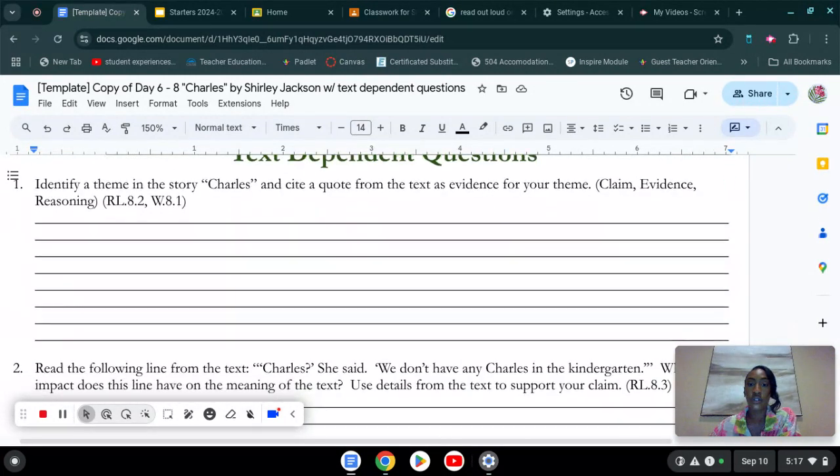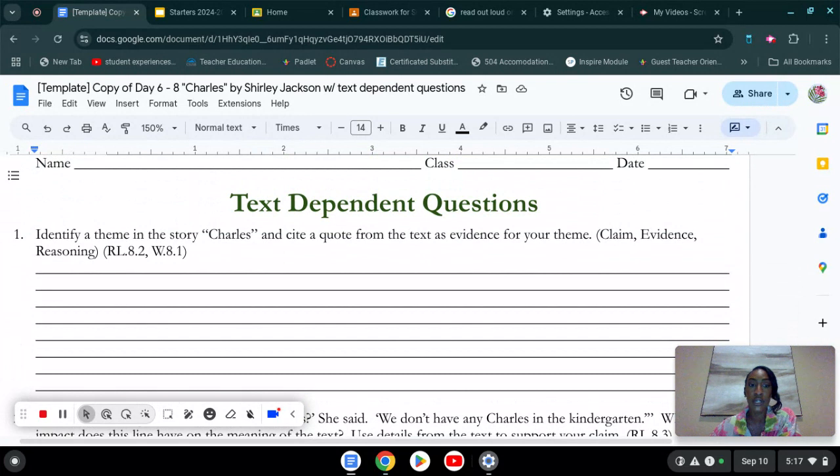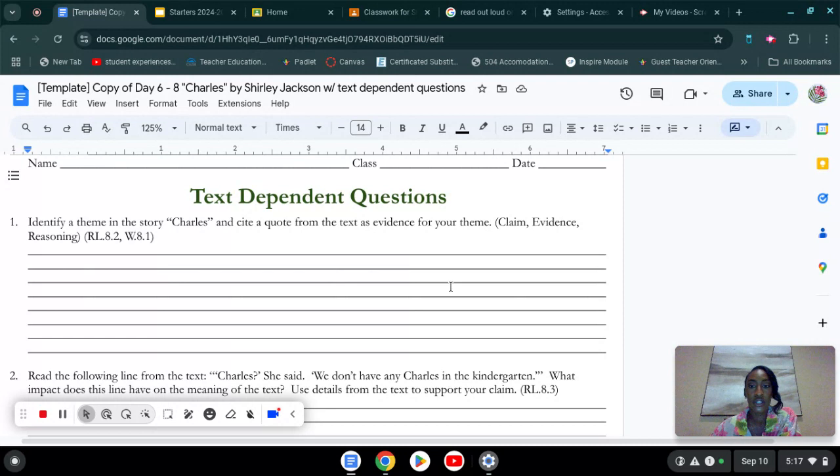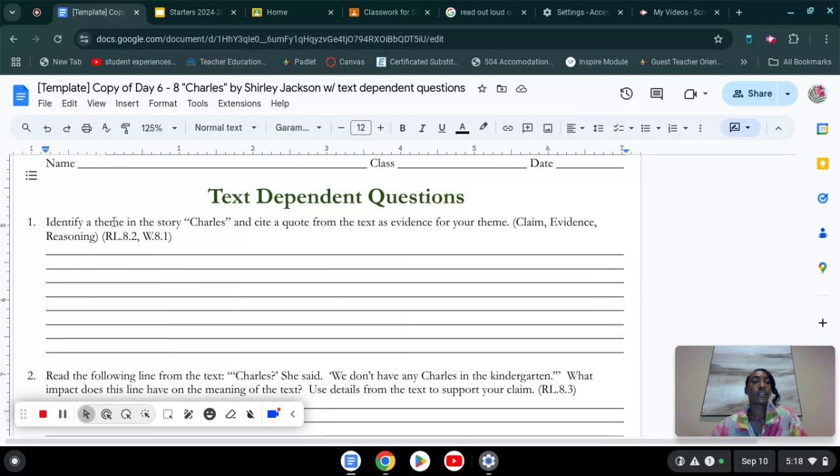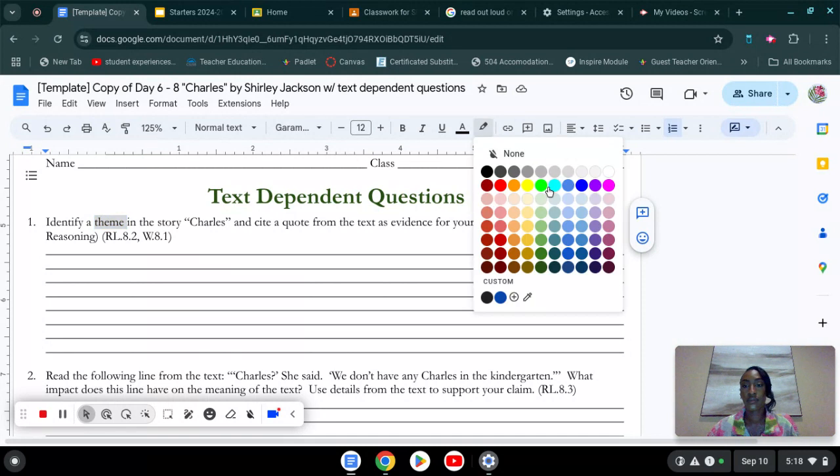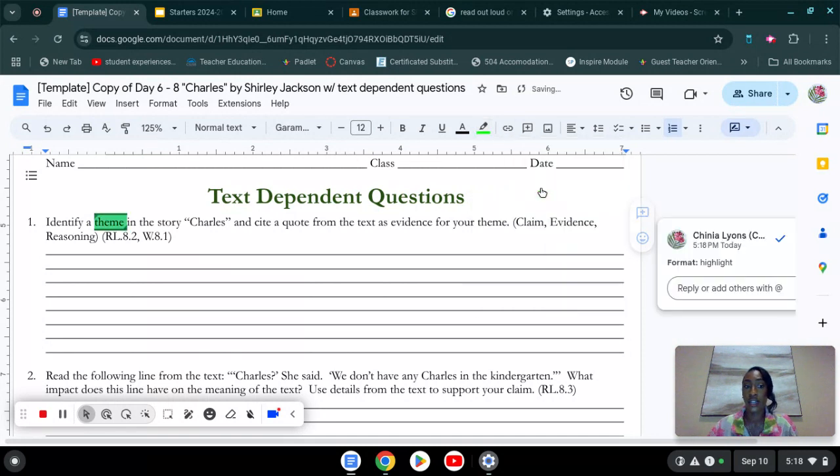all the way down to the questions. So right now we see text-dependent questions. I'm just going to scoot this back a little bit because it's zoomed in quite close for me. All right, so the first question is asking you to identify a theme. So go ahead and highlight the word theme. So I'm going to highlight that in green because it's easier for me to see.